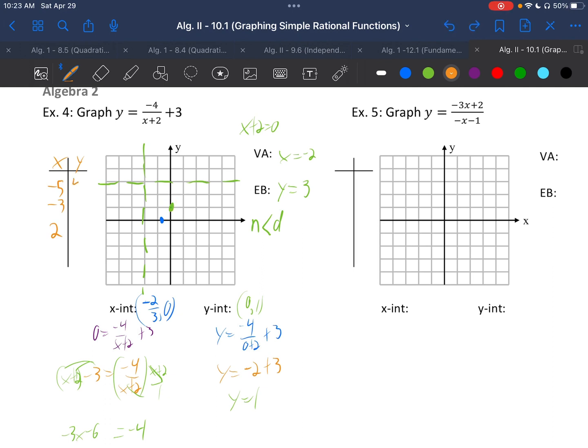Negative 5 gives me 4.3, which would be right about there. Negative 3 ends up giving us 7, which, whoop, that's really high. Oh, and I apologize. Wait, no, never mind. I thought I put my vertical asymptote at x equals negative 3, but I realized I did not. I put it in the correct spot at x equals negative 2. So never mind my whoopsie there. So x is negative 3, y is 7, clearly going off the graph.